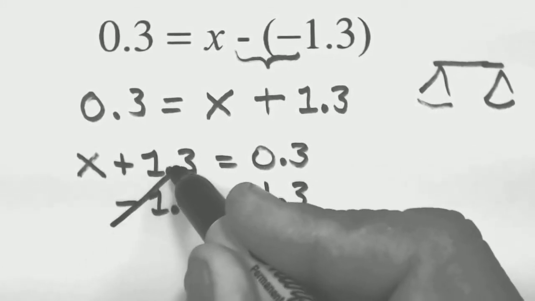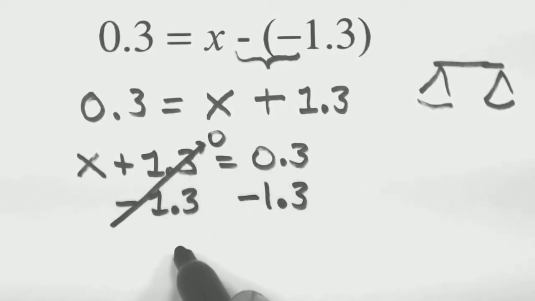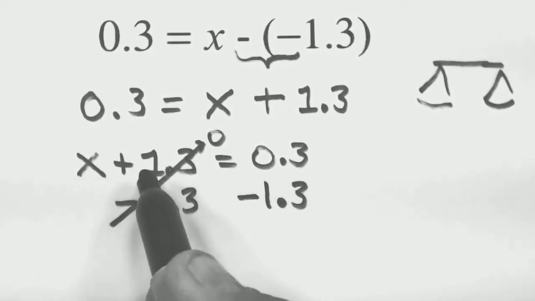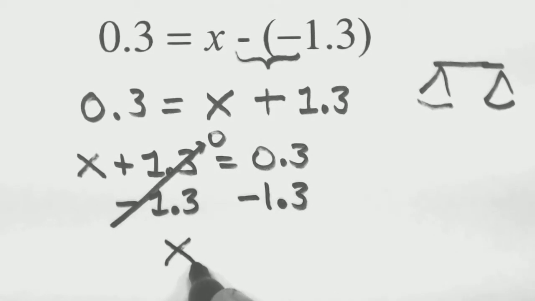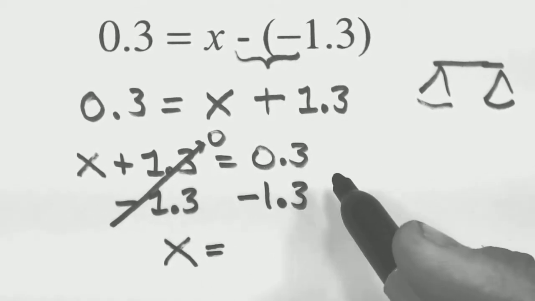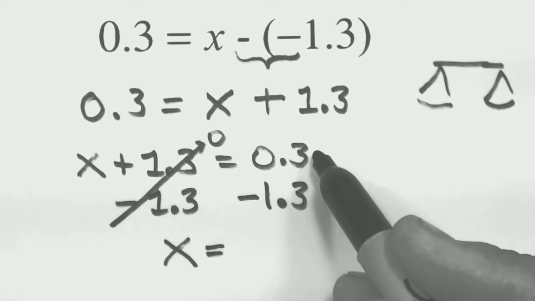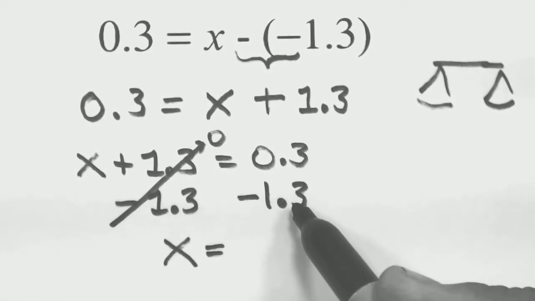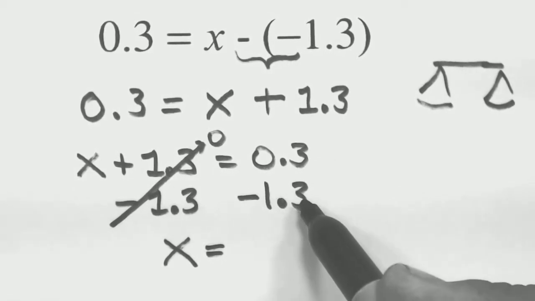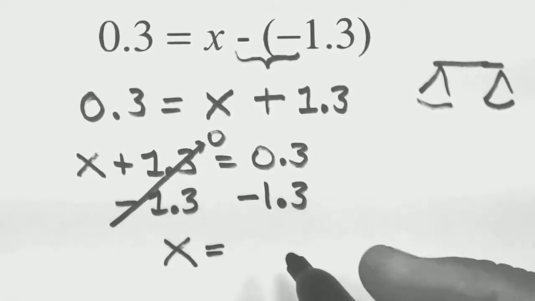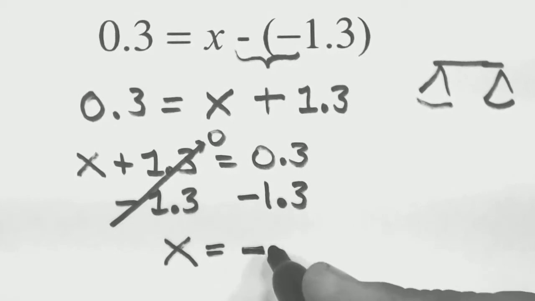Well, on the left side, the plus 1.3 and the minus 1.3 zero out, so I got x plus 0, which is just x. Over here, by positive and negative parts, positive part is 0.3, the negative part is negative 1.3, the negative is bigger. It's bigger by how much? Bigger by 1, so negative wins by 1. The answer on this problem, negative 1.